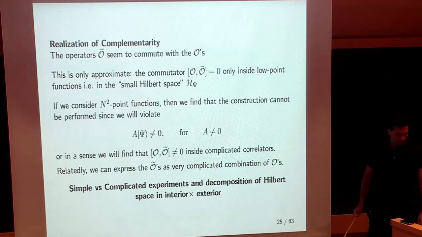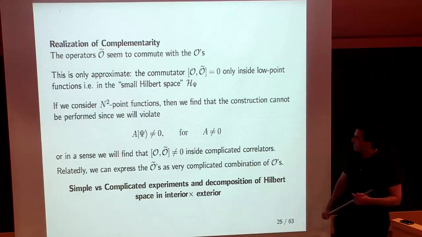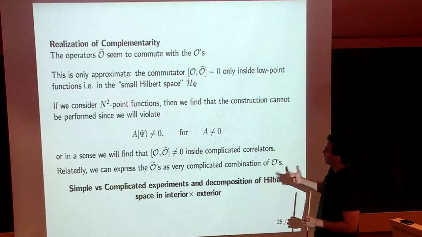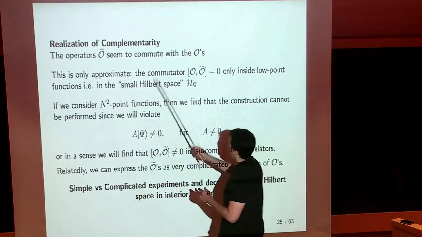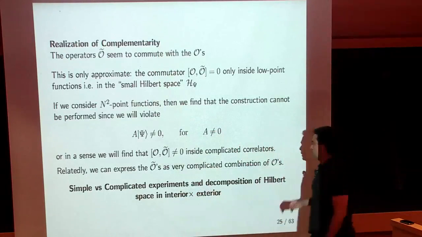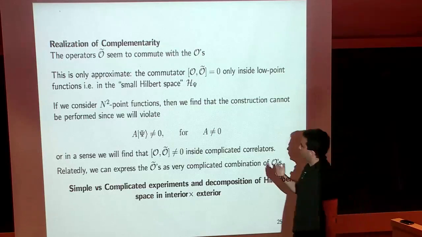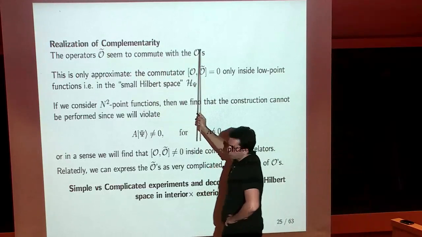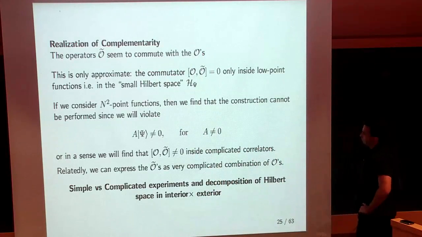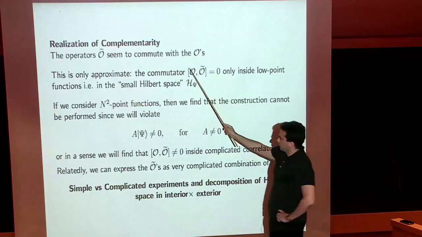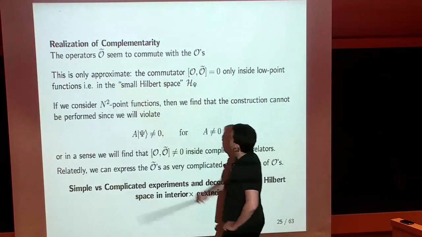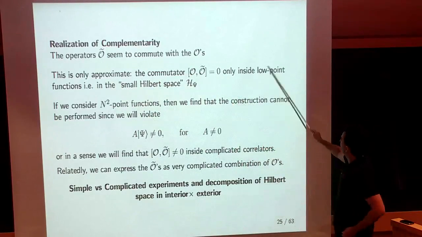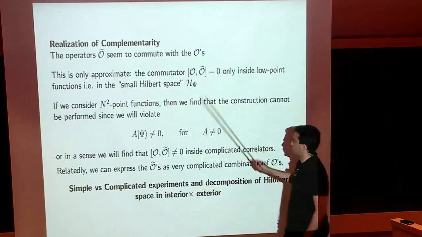All right. So before I go on to some new stuff, let me mention that this construction is, in some sense, a realization of the idea of black hole complementarity, in the sense that these operators O tilde that we constructed seem to commute with the O's. But the fact that this commutator is 0 is in reality an approximate statement, because it was constructed to be 0 only when acting in this small Hilbert space H of psi.